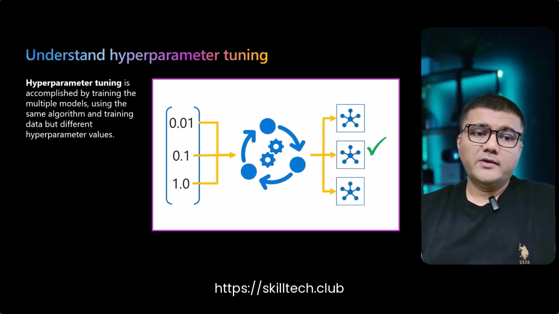Now remember, when you're focusing on hyperparameter tuning, you accomplish this by training multiple models using the same algorithm and same training data, but different hyperparameter values. And that's why you may have to run these things multiple times, or maybe in parallel.